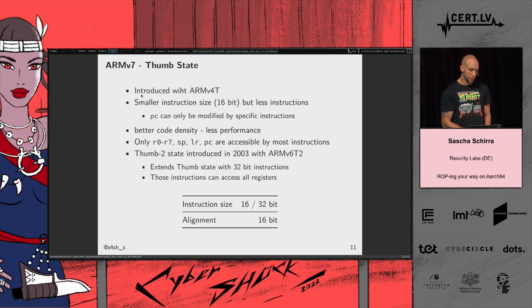The ARM thumb state was introduced with ARMv4. Here the instruction size is much smaller. Here the instruction size is 16-bit, which brings you a better code density, and the alignment here is also 16 bits. But here only the R0 to R7 registers are accessible by the instructions, and the stack pointer, link register, and program counter.